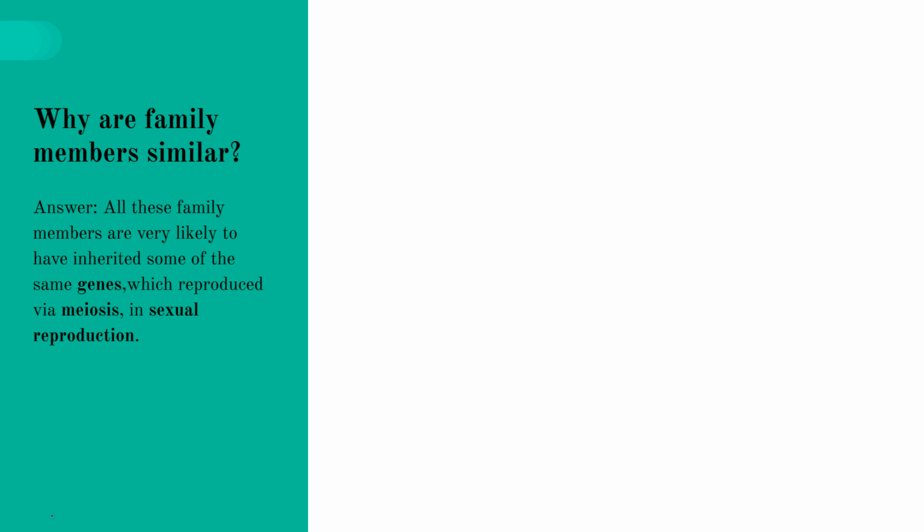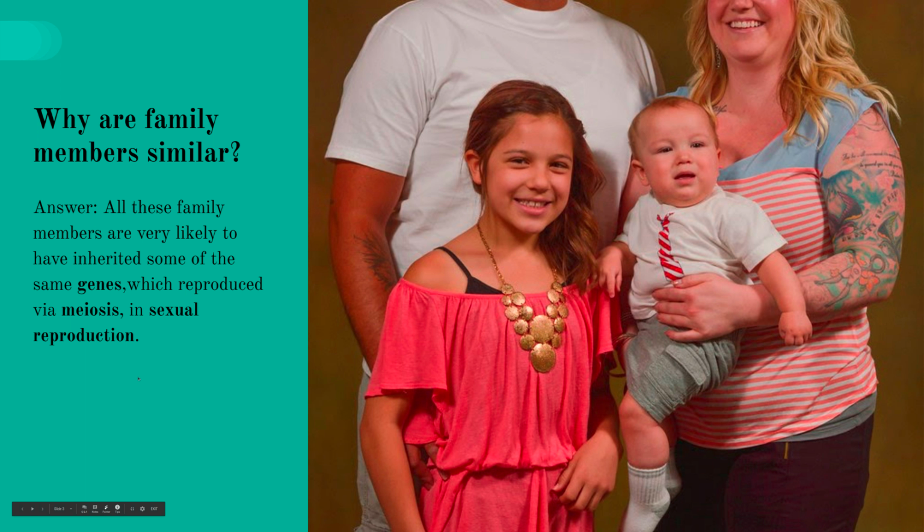So why are family members similar? Because all these family members are very likely to have inherited some of the same genes that reproduced via meiosis and sexual reproduction. We're going to talk about meiosis and sexual reproduction in this video and in this chapter of Campbell.